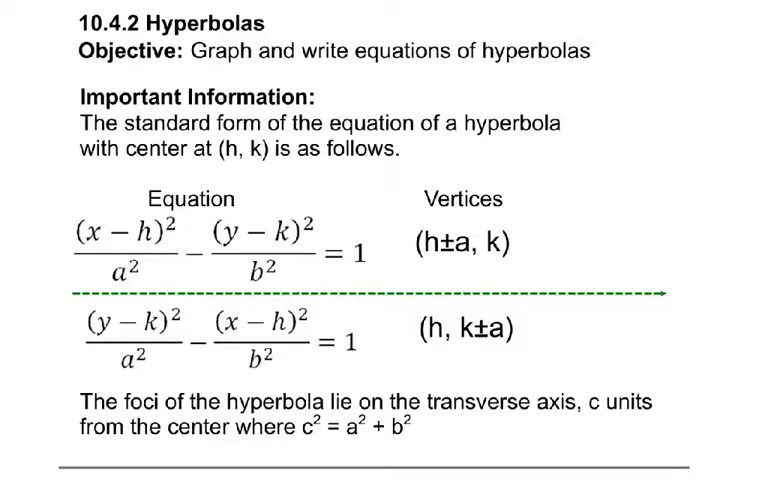10.4.2, hyperbolas not centered at the origin. We're going to graph and write equations of hyperbolas. The standard form of the equation of a hyperbola with a center (h, k) is as follows. The first version is if the hyperbola opens left and right, and then the second is if it opens up and down. The foci for a hyperbola, again, is c squared equals a squared plus b squared.